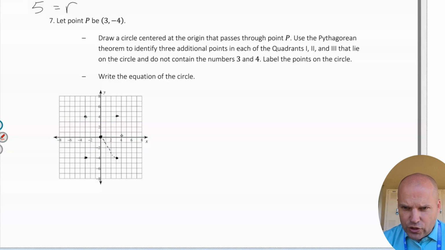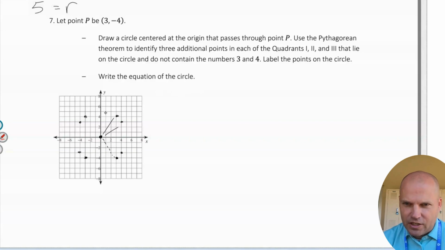And then other versions. You could have 4, 3. You'd have negative 4, 3. Negative 4, negative 3. 4, negative 3. And these are all points that are going to be the same distance away. We want 3 other points. So let's think about how we're going to do that.